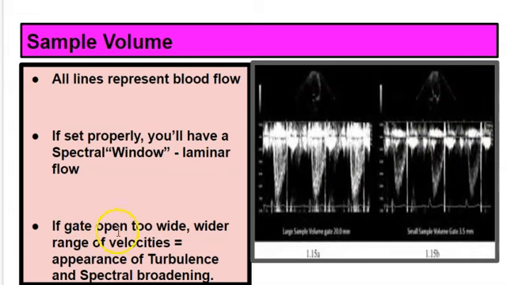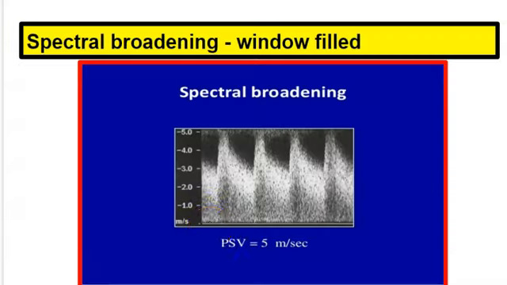If our sample gate is too wide, a wider range of velocities equals the appearance of turbulence and spectral broadening, and that's what this is demonstrating. And here's another one, too wide of a sample volume gate with a lot of spectral broadening. This should be much cleaner and clearer than this. This should show the waveform coming all the way down and so on. This is just all grayed in, not showing a real clean signal for whatever they're measuring there. Probably a carotid or something.